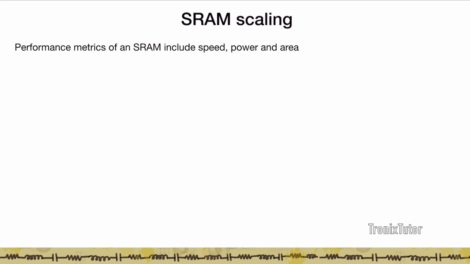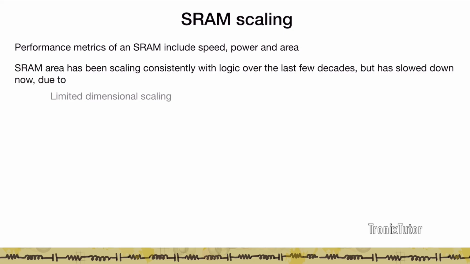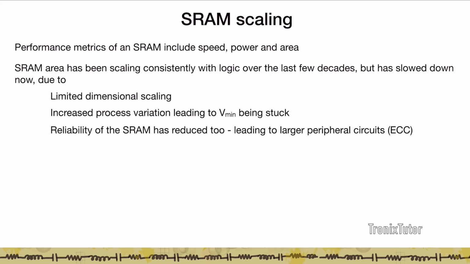Now, before we wind up, let's just talk about scaling of SRAMs. So again, I'll recall the performance metrics of the SRAM include speed, power, and area, just like any other digital circuit. Now, what has happened is, because SRAM is one of the smallest cells, if you will, it has very high utilization of transistor to area ratio. Previously, SRAM area has been scaling consistently with logic over the last 2 decades or so, and hence SRAM performance has been continuously improving.